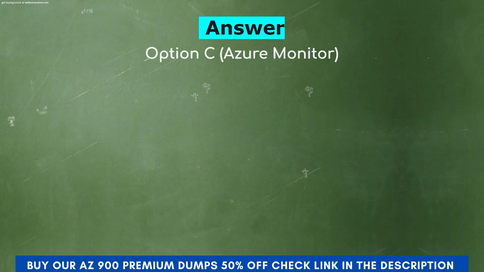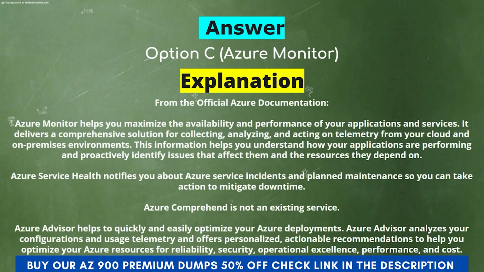Azure Monitor. Explanation. Azure Monitor helps you maximize the availability and performance of your applications and services. It delivers a comprehensive solution for collecting, analyzing, and acting on telemetry from your cloud and on-premises environments. This information helps you understand how your applications are performing and proactively identify issues that affect them and the resources they depend on. Azure Service Health notifies you about Azure Service incidents and planned maintenance, so you can take action to mitigate downtime. Azure Comprehend is not an existing service.